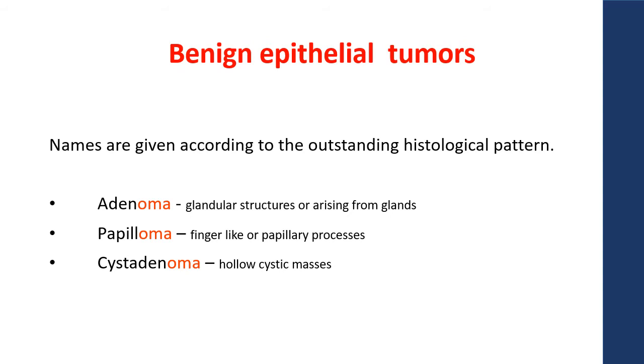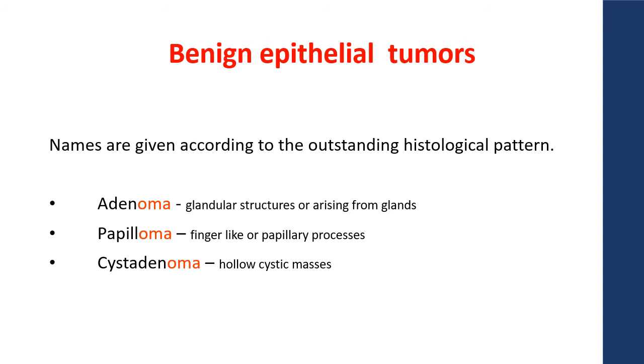What's called papilloma? Papilli means finger-like projection. So if there's a finger-like projection, these are tumors arising from surface epithelium, either skin or the surface epithelium lining any hollow organ. So we call it papilloma: the benign tumor arising from the surface epithelium producing finger-like projections or papillary processes.